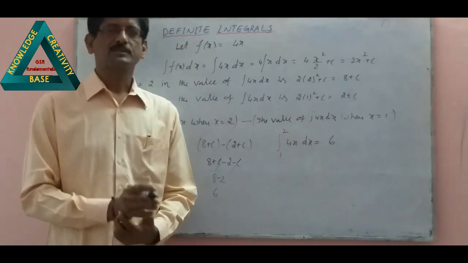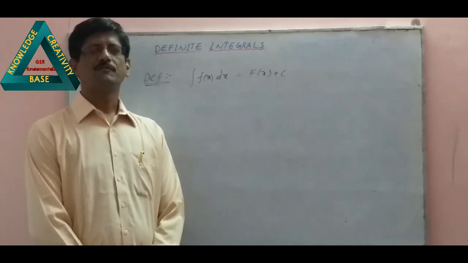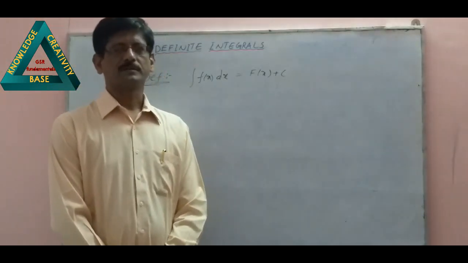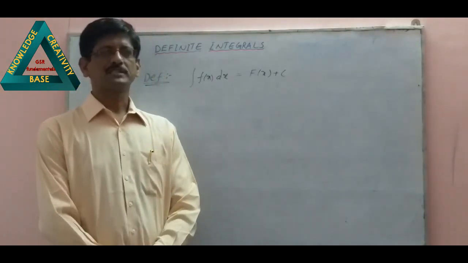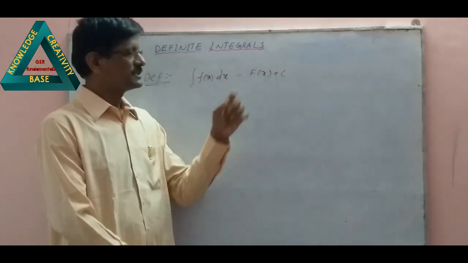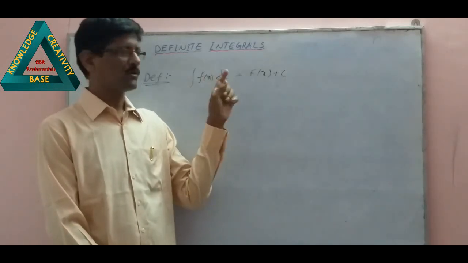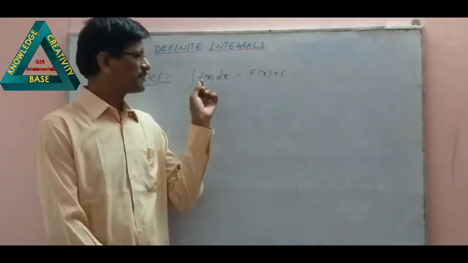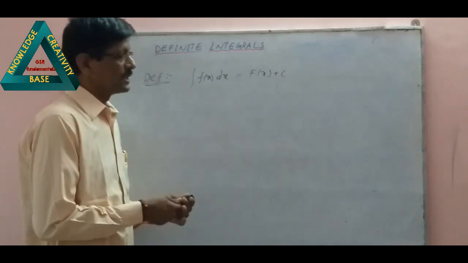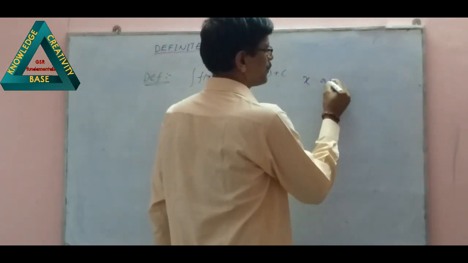Now I am going to explain the definition of definite integral. Suppose f of x is any continuous function. The antiderivative of f of x is capital F of x. That means integral f of x dx is equal to capital F of x plus c. Here capital F of x is the antiderivative of the function f of x, f of x is a function, and c is the constant of integration. Now x changes from a to b.